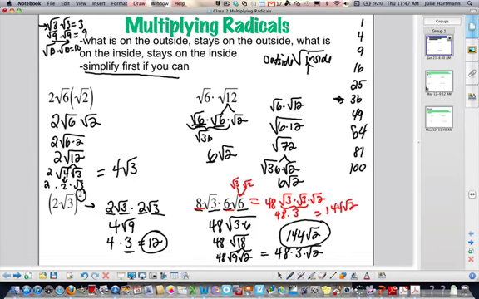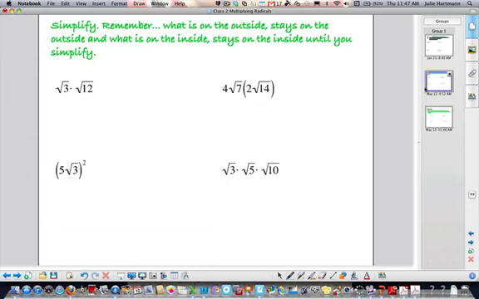Okay, let's look at a couple more examples. Here you're multiplying root 3 times root 12. Well, you can do 3 times 12, which is 36, and the square root of 36 is 6. Okay, that's an easy way to do that problem.